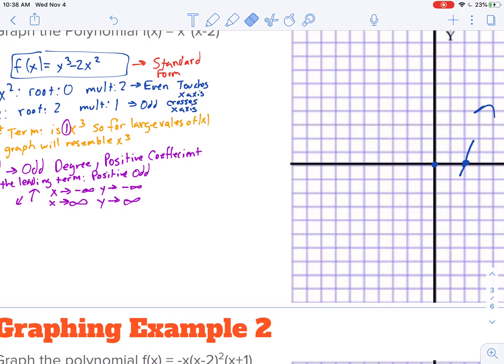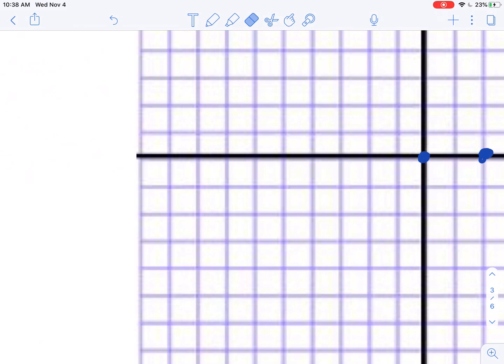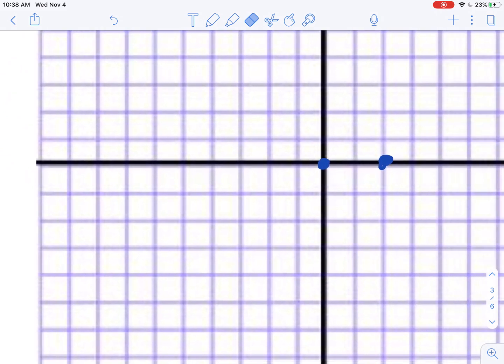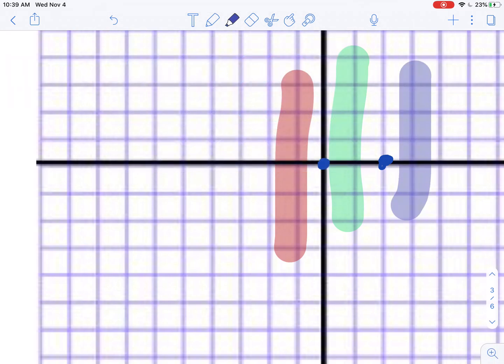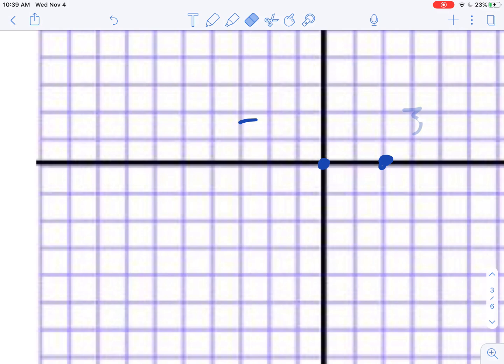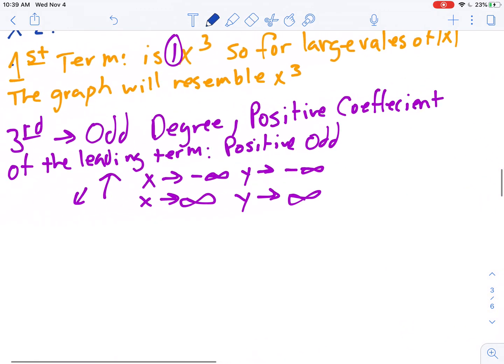I do want to test a few points. Now, how do I test points? I'm going to test a point before my first x-intercept, between my two x-intercepts, and then after my last x-intercept. So I'm going to test a point here, a point here, and a point here. What points am I going to test? I'm going to test the easiest ones, the ones that make the most sense. I'm going to test -1, 1, and 3. These are the points closest to my first x-intercept, the easiest point in between my x-intercepts, and then the last point after my x-intercept. And this is just going to get me a few ordered pairs to make my graph a little bit more accurate.